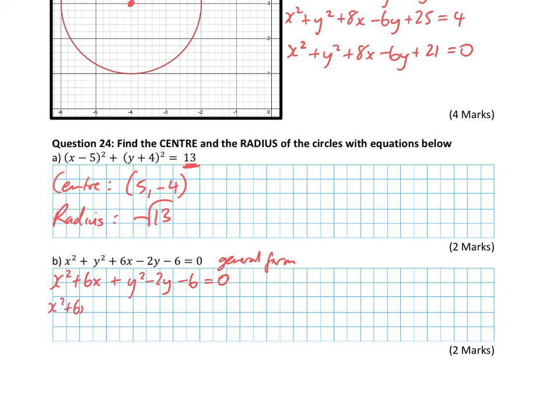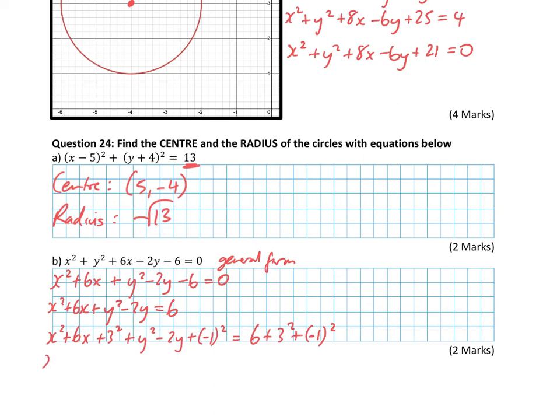x squared plus 6x plus y squared, take 2y is equal to 6. Add half the coefficient of x and y, both squared, to both sides. So half the coefficient of x is 3. Square it, plus y, half the coefficient of negative 2 is negative 1, to both sides, plus 3 squared plus negative 1 squared.